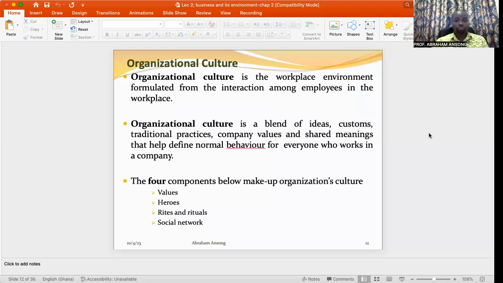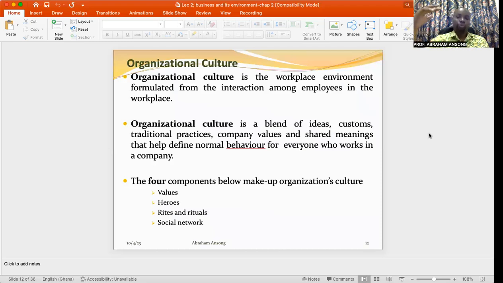So there are 4 core components that make up an organizational culture. We have values, all right? What is it that the organization seeks to project? Values it seeks to uphold very high, for everybody to know that if we mention this organization, these are our values. Is it professionalism? Is it customer service? Is it excellence? There could be several values, but it is important that the organization has some values that they are projecting.